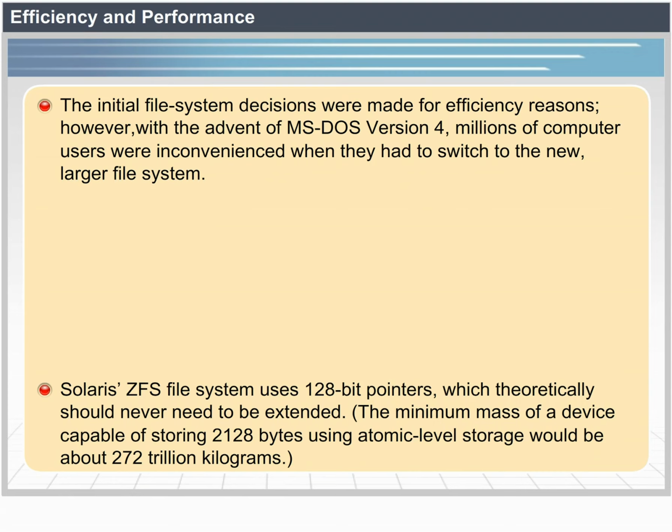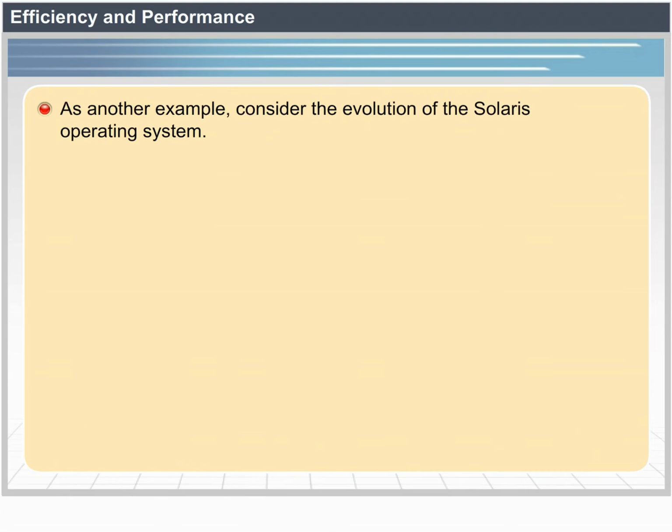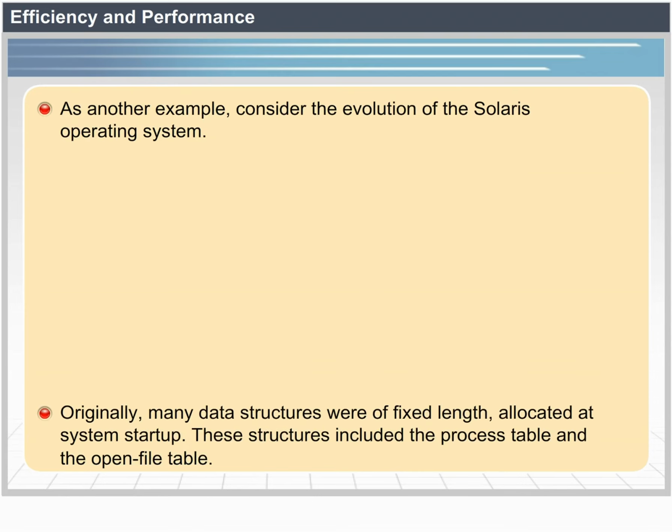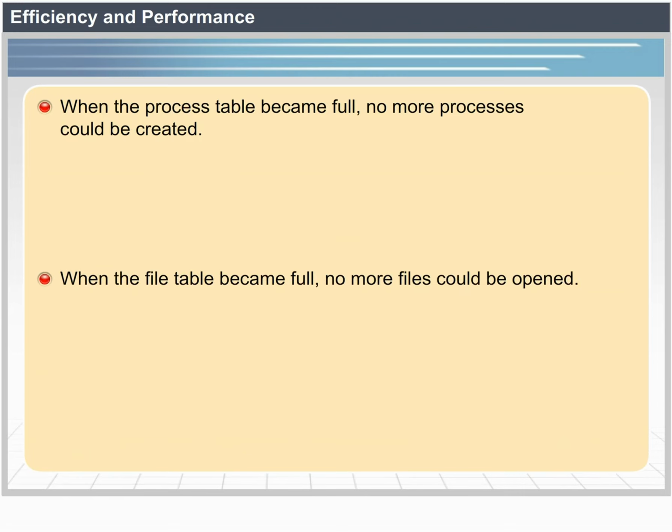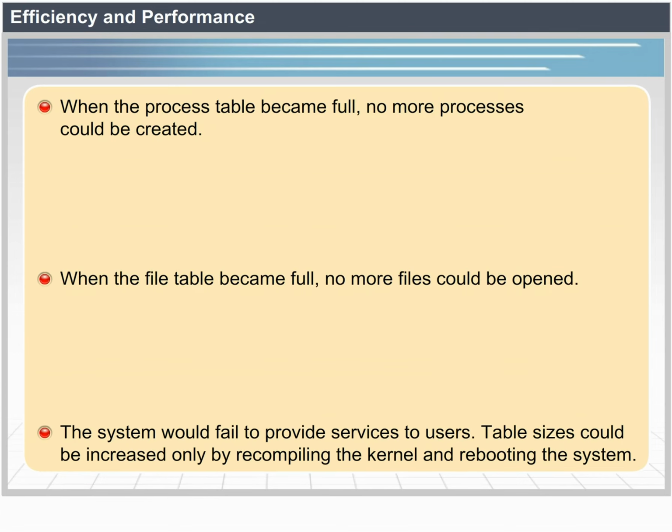As another example, consider the evolution of the Solaris operating system. Originally, many data structures were of fixed length, allocated at system startup. These structures included the process table and the open file table. When the process table became full, no more processes could be created. When the file table became full, no more files could be opened. The system would fail to provide services to users. Table sizes could be increased only by recompiling the kernel and rebooting the system.